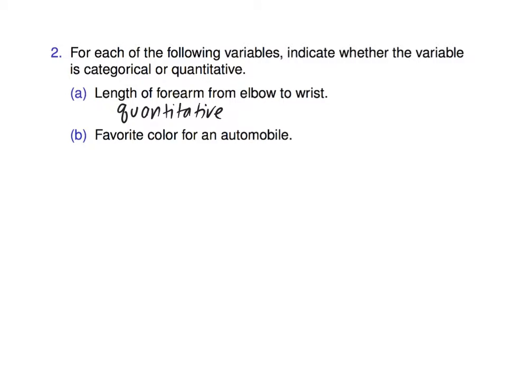This wasn't required, but if I say "and continuous," does that make sense? Continuous means any values are possible. Your forearm could be 2.75386427 inches, or 10.765432189237 inches long. That's really accurate. And that's the point: if you went to lots of degrees of accuracy, you could get any possible value. Favorite color for an automobile?